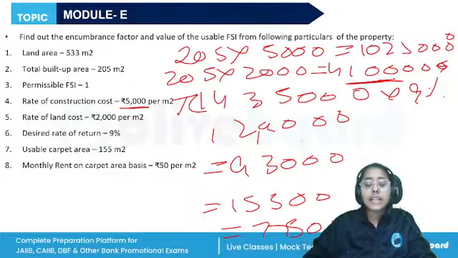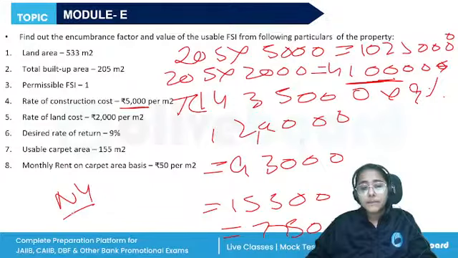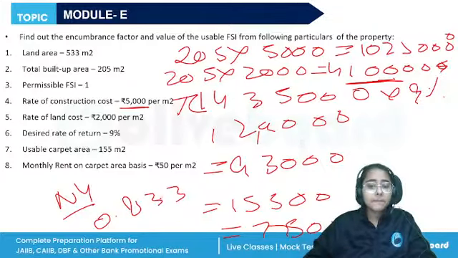And finally, how do we calculate the encumbrance factor? We will divide the net annual yield by the estimated yield. So 77,500 divided by 93,000 will give us 0.833. All right. So this is how we will calculate the encumbrance factor.